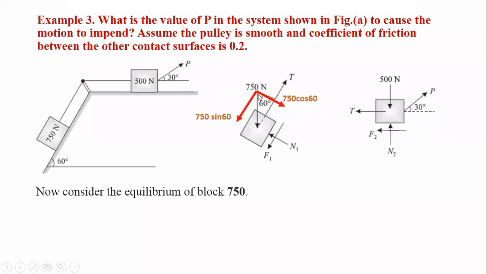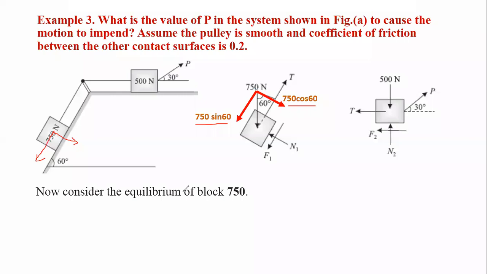Now we have to resolve this 750 Newton force because it makes an angle of 60 degrees with the horizontal. As we know, the component adjacent to the angle is always the cos component. That's why 750 cos 60 here and 750 sin 60 here. One is normal to this inclined plane, and the other is parallel to this inclined plane. We resolve the force normal to the plane and parallel to the plane.